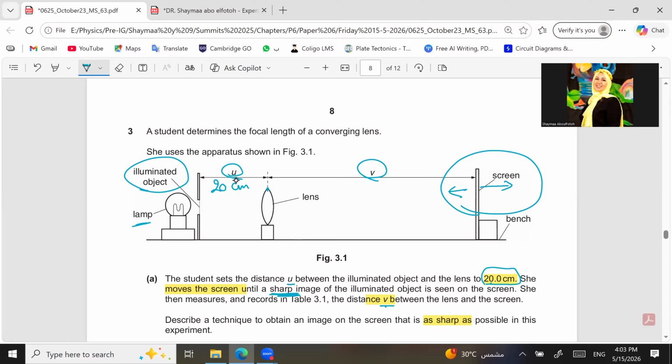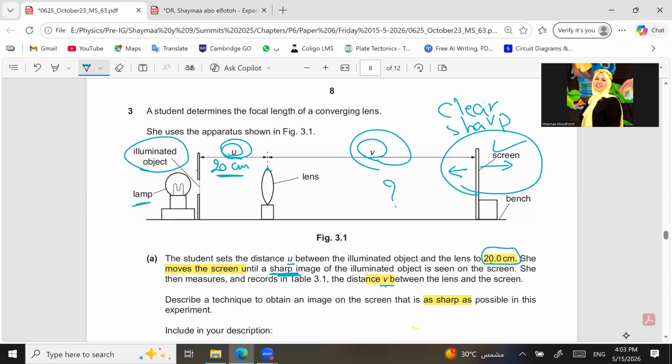After fixing the distance between the center of the lens and the object at a fixed distance, which is 20 centimeters, I don't change it over the whole investigation, but I will move what? I will move the screen. Why? Because to get a clear and sharp image, and then I'm going to measure V. This is the investigation. Describe a technique to obtain an image on the screen that's as sharp as possible.